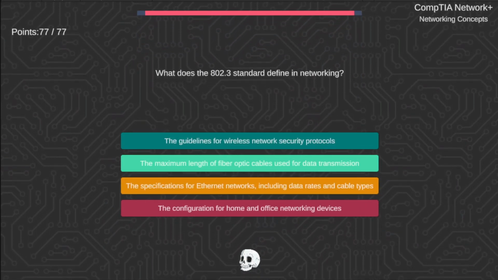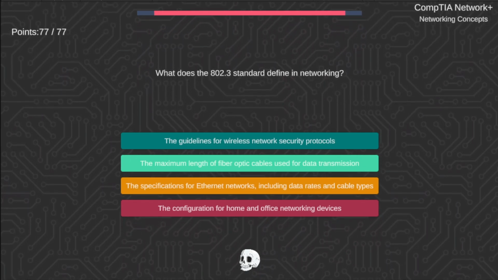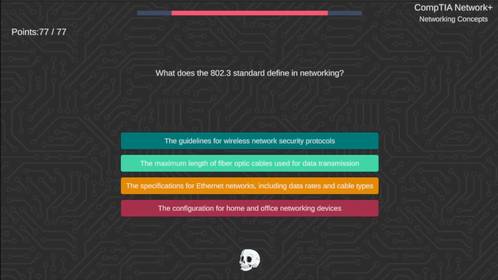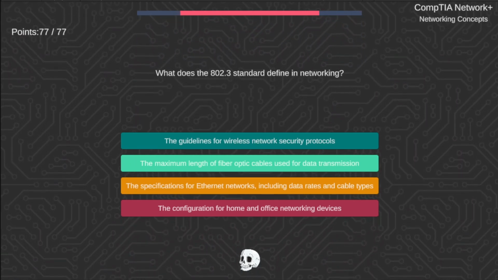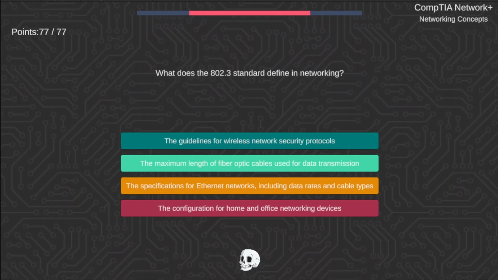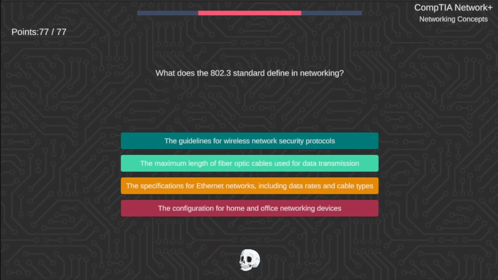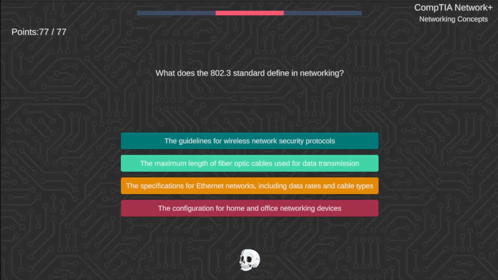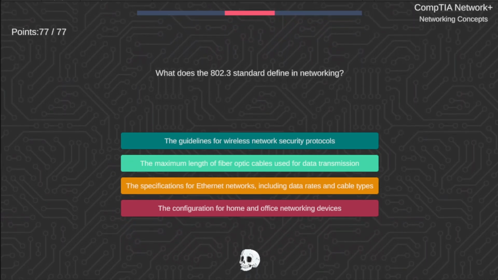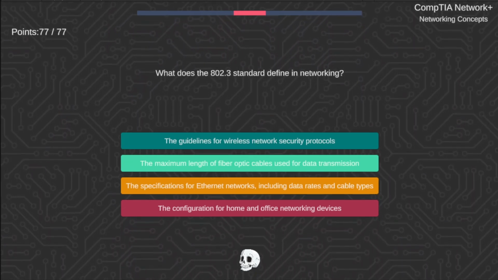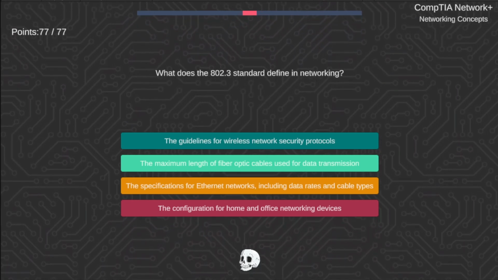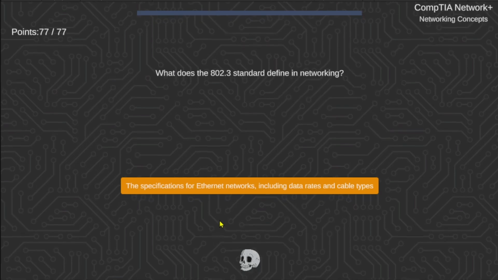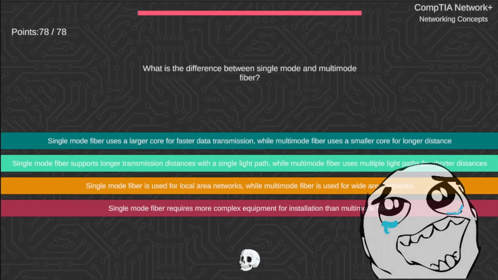What does the 802.3 standard define in networking? The guidelines for wireless network security protocols, the maximum length of fiber optic cables used for data transmission, the specifications for Ethernet networks including data rates and cable types, or the configuration for home and office networking devices. The 802.3 standard. Correct answer is the specifications for Ethernet networks, including data rates and cable types.